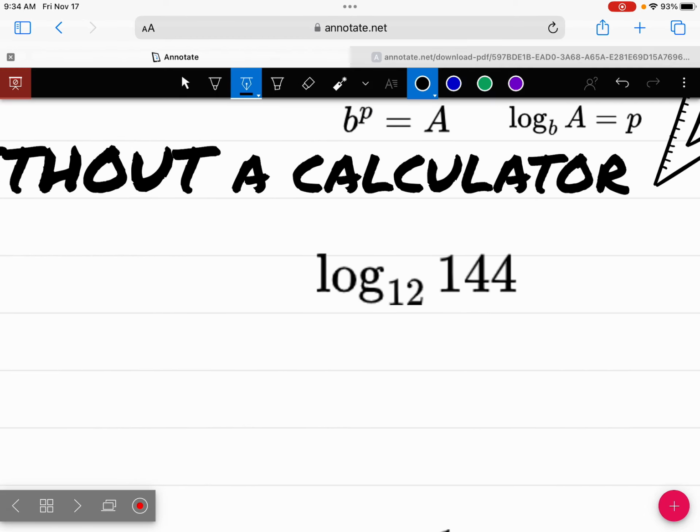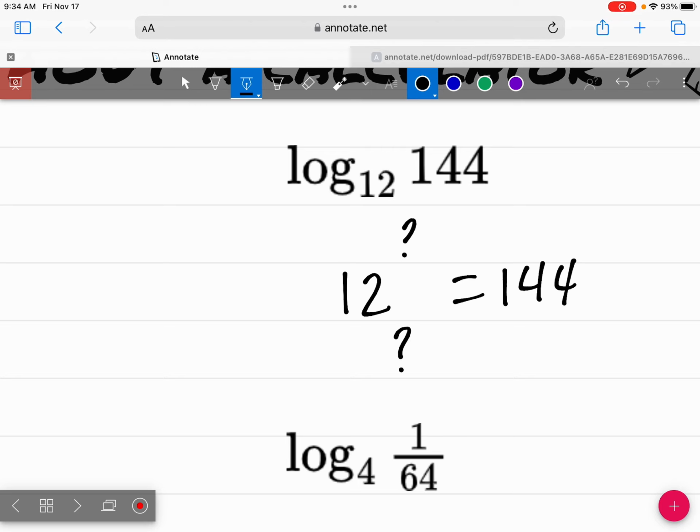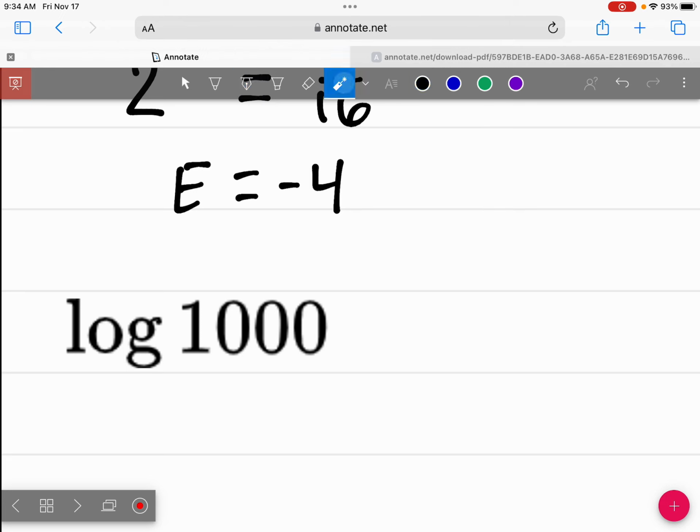Okay? So tell me, put your calculator down. I did specifically say without a calculator. So this is log base 12 of 144. 12 to the what? I'm going to put a question mark. There we go. Equals 144. Question mark equals 2. What's our base on this one? 10. So 10 to the what is 1,000? 3.